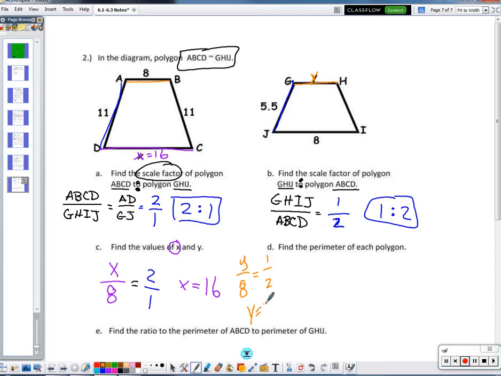What's the length of HI? It's 5.5 because they're matching sides. Alright, so find the perimeter of each polygon. Go. Find the perimeter. How do I find perimeter? Add them all up. Go.